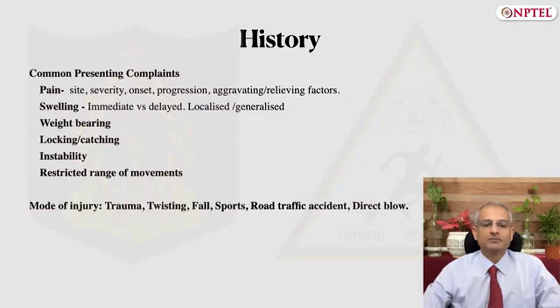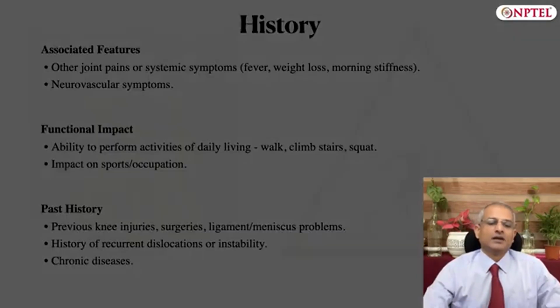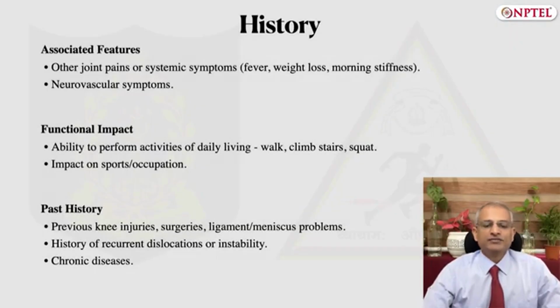Range of motion may also be reduced, and this may be reduced either because of pain or due to the mechanical effects due to effusion or loose body or a damaged meniscus. Associated features like other joint pains or systemic symptoms like fever, weight loss, morning stiffness, etc. need to be noted. And if there are any neurovascular symptoms associated, they also need to be recorded.